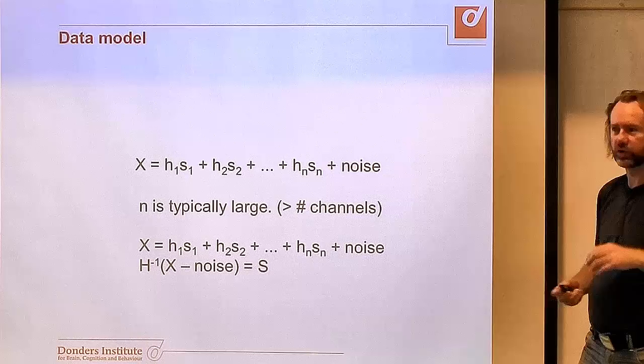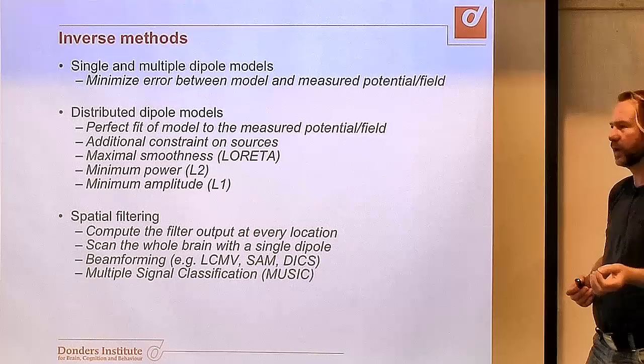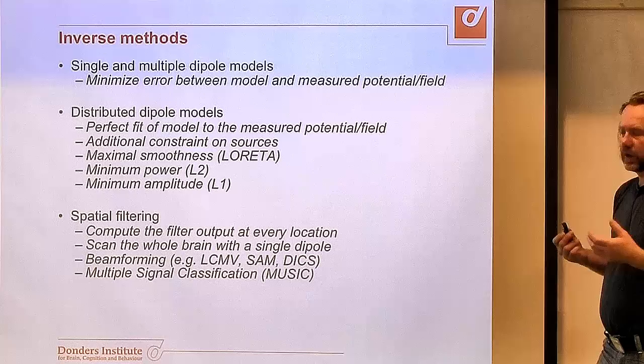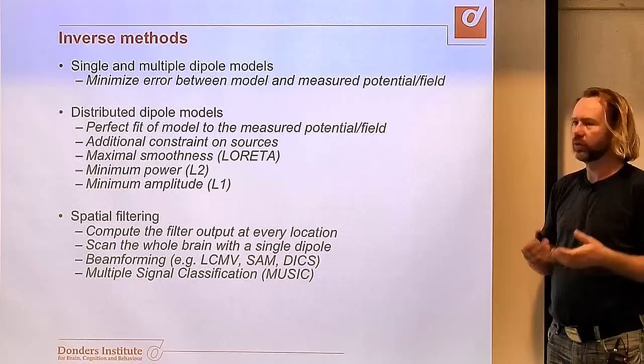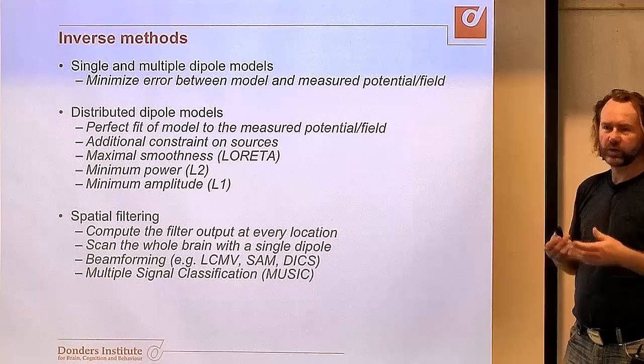The idea with spatial filtering is that we compute the spatial filter at every location. Subsequently we scan the whole brain and repeat the procedure at each of the grid locations. Spatial filtering comes in a variety of approaches that all have different assumptions on the underlying data. The one that I'm going to explain most about is beamforming. Beamforming again comes in different versions. The terminology that we use a lot within FieldTrip is LCMV, linearly constrained minimum variance beamformer.